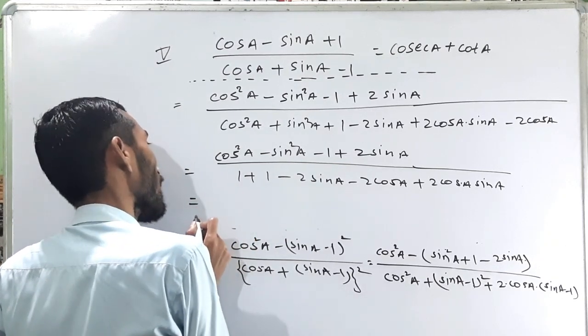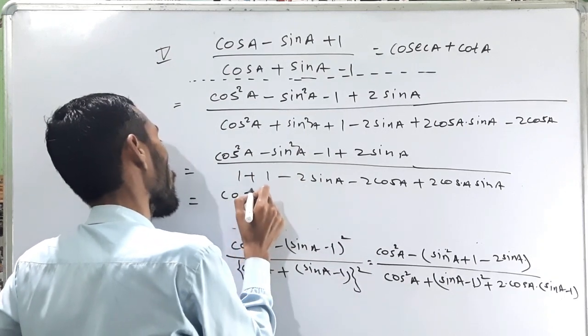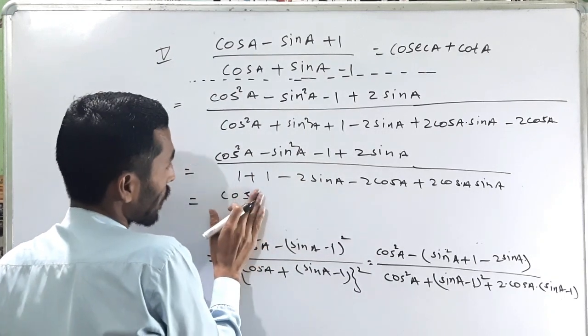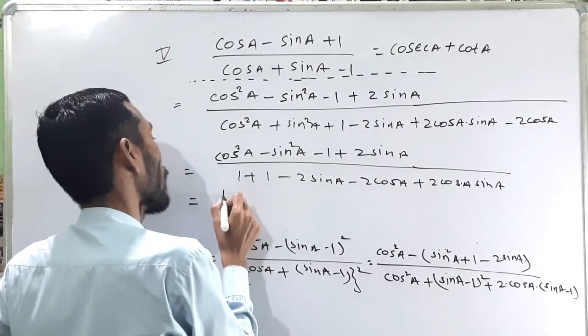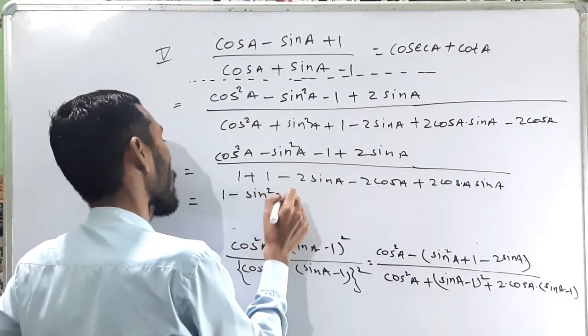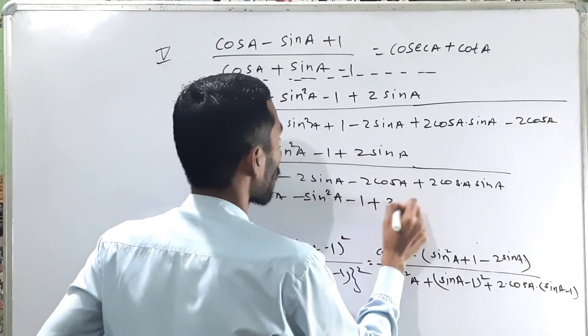We can change sin square, right? So cos square also can be changed. Okay, let's change cos square. So 1 minus sin square a minus sin square a minus 1 plus 2 sin a.